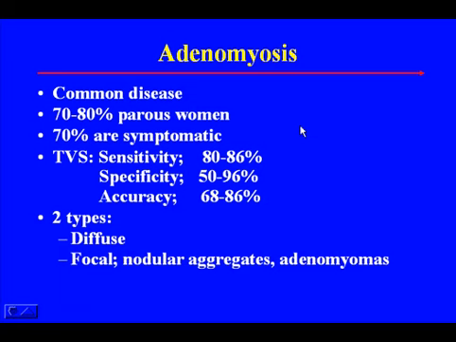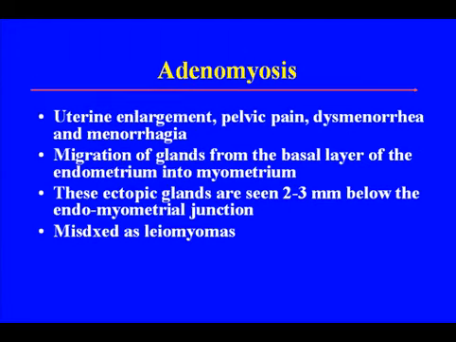Adenomyosis may present as two types, diffuse or focal. The focal is nodular and sometimes referred to as adenomyomas. Patients who have adenomyosis present with uterine enlargement, pelvic pain, dysmenorrhea, menorrhagia.